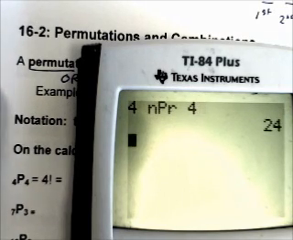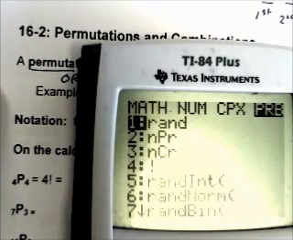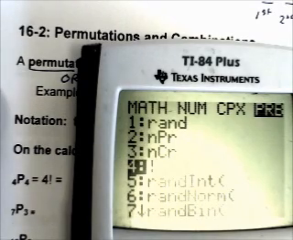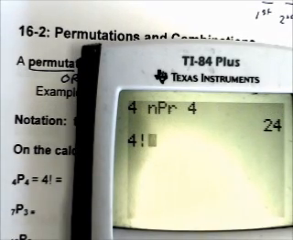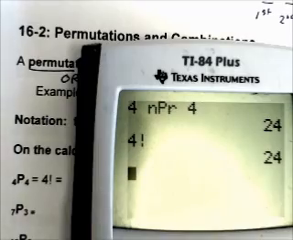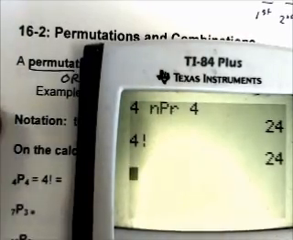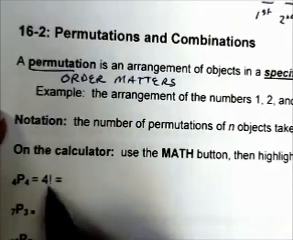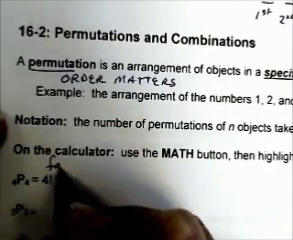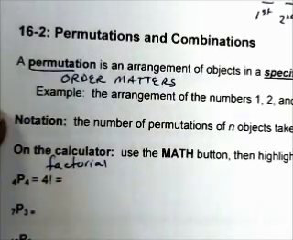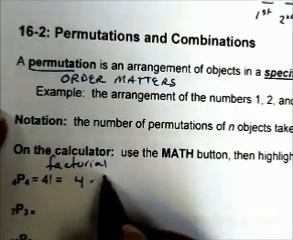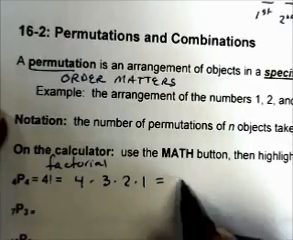4. It's 24, which is the same as if I take 4 and math probability factorial, that exclamation point in mathematics, is the factorial symbol. That means 4 times 3 times 2 times 1. 4 factorial is 4 times 3 times 2 times 1, which is 24.